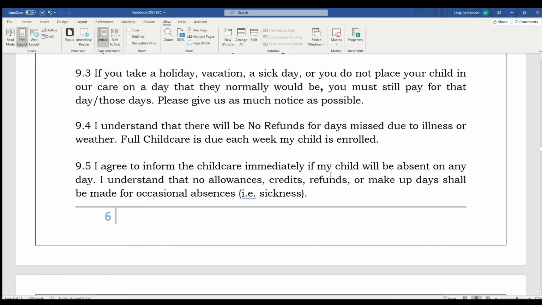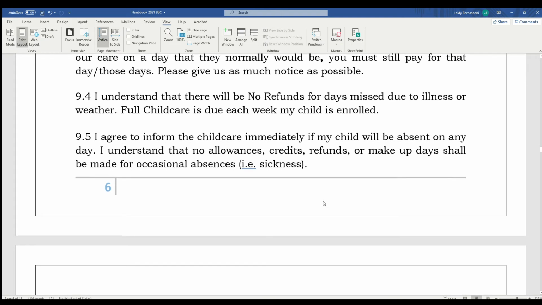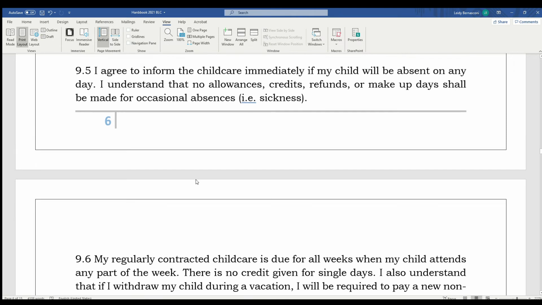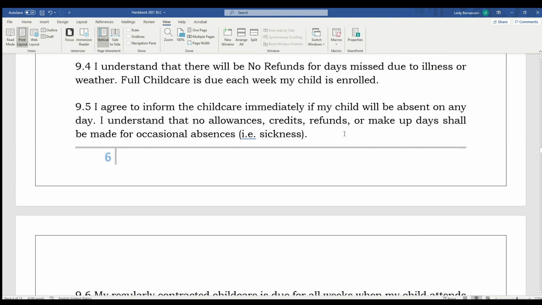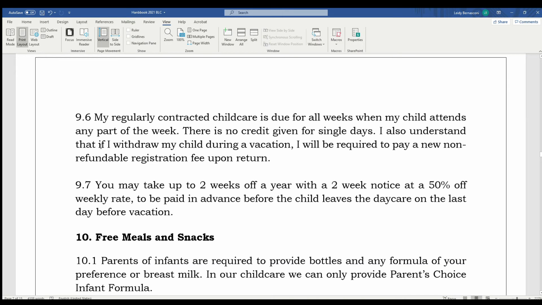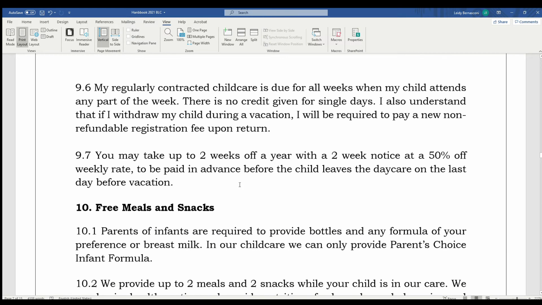It's really important that you take time on this, on number 9, because it talks a lot about refund, what's allowed, what's not allowed, what happens when they are sick. So take your time, and you want to make sure that the families understand what's going to happen in case the kids get sick.